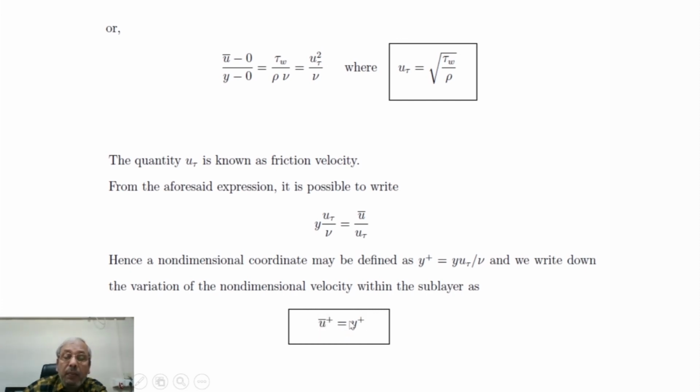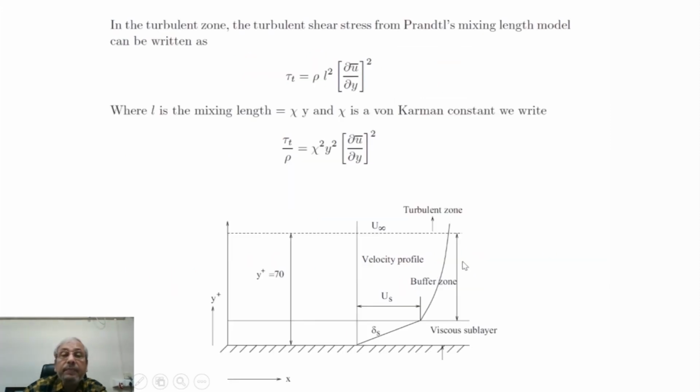So u bar plus equal to y plus, and within the very thin laminar sublayer, this is a linear relationship. U bar plus equal to y plus, and this is in y plus scale. Y plus scale is very, very small. If we try to estimate, we will be able to appreciate that. So velocity variation in the sublayer is linear, where u bar plus equal to y plus, and this is y plus scale. And I have already mentioned this is very small, but here we have magnified it a little to understand this linear profile.